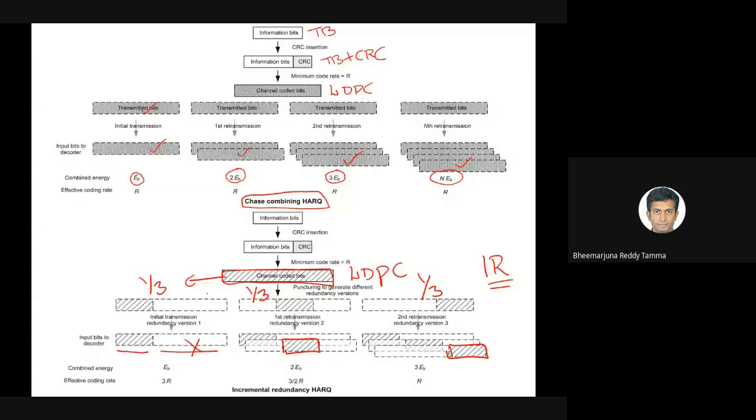So rate matching, you decide what to puncture based on the redundancy version. Then you transmit that one. If it is not successful, then you send the other one. That way, if you look at the coding rate, because you are transmitting only 1/3, the coding rate is 3R. But if it is not helping, the coding rate reduces. And in the extreme case, the coding rate comes down to R. But that is not the case when you talk about chase combining. It has the coding rate R all the time.